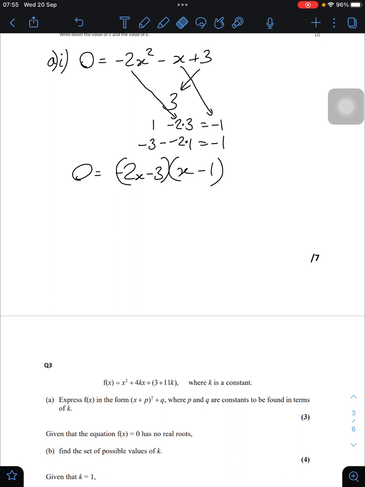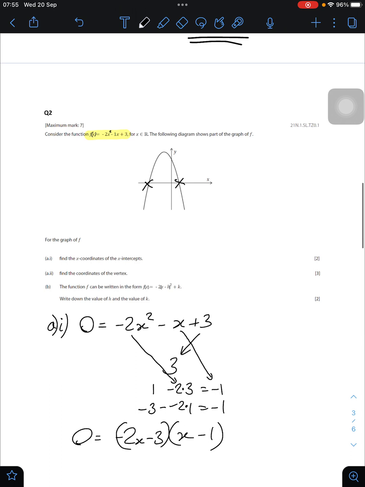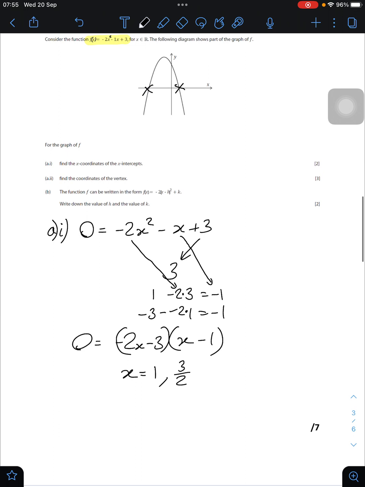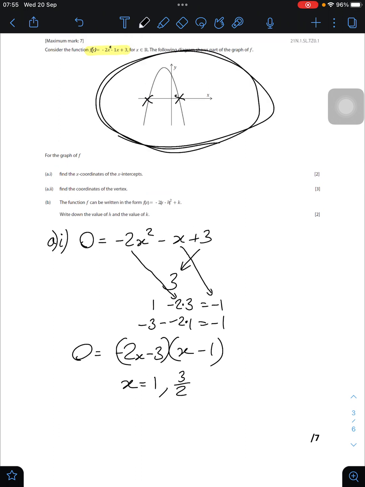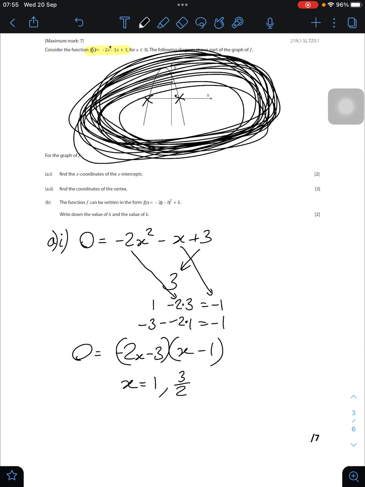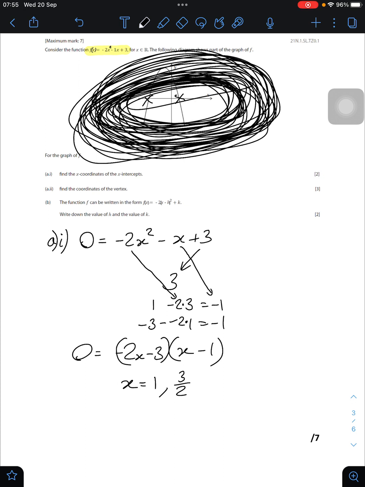So now that we know our factorization, we can find what our intercepts are. So we have either x equals 1 or x is 3 over 2. So please note here, looking at that graph has 0 relation to the question, like nada, nothing. So don't be tricked by the graph to thinking one solution is positive and the other one's negative, because it's not always the case.